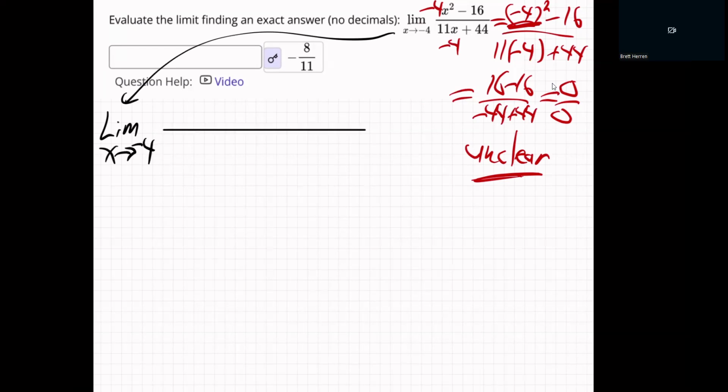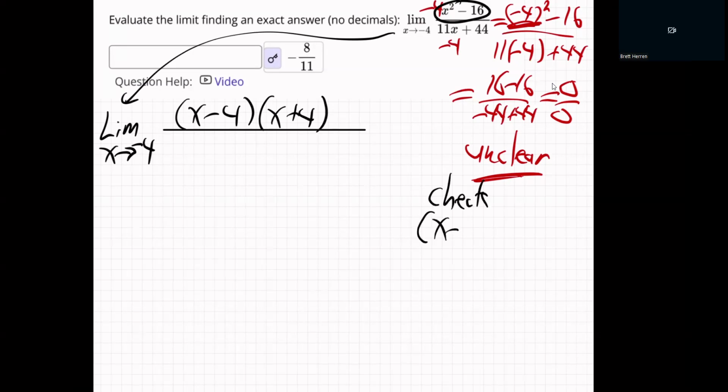Well, we're going to factor this top. That x squared minus 16 actually factors. Here's the answer. It's x minus 4, x plus 4. Let's check it. I just want to check it to prove it to you. X minus 4, x plus 4. Let's prove that it really goes back to x squared minus 16, just so you see it's true.